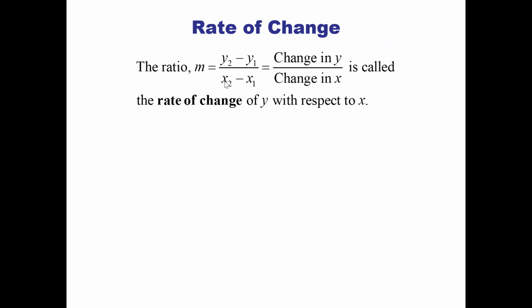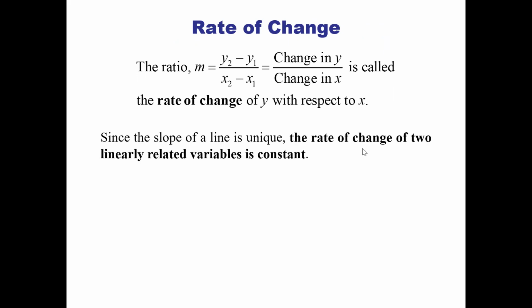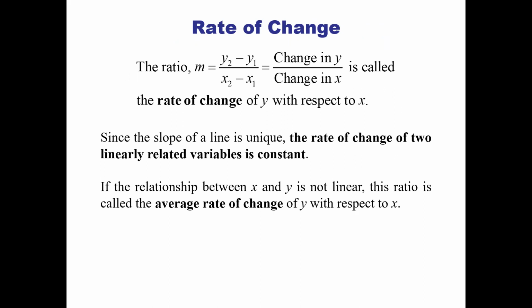Now, we can say this is actually called a rate of change. And so our ratio, which we said was the change in y over the change in x, is called the rate of change of y with respect to x. Okay, so now we've come up with a rate of change. We started with slope, and now we're calling it the rate of change. Since the slope of the line is unique, the rate of change of 2 linearly related variables is constant. Now, if the relationship between x and y is not linear, then this ratio is called the average rate of change of y with respect to x.